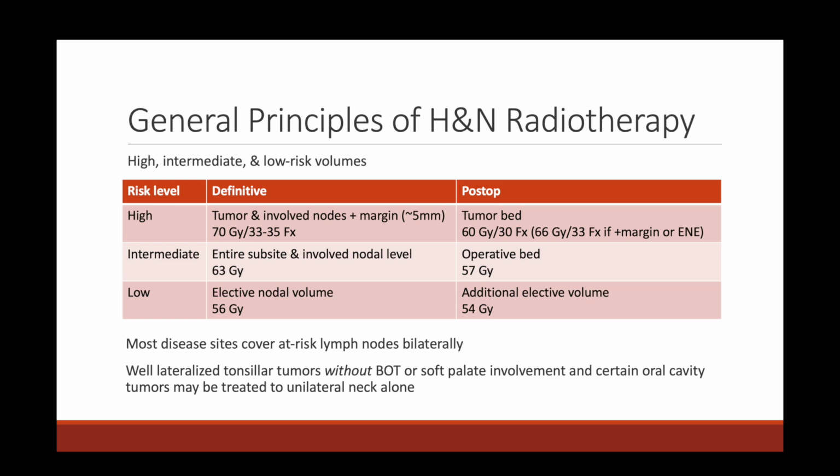So these are just rough examples of high, intermediate, and low risk volumes and what they might look like in the definitive versus in the post-operative setting. Remember, most disease sites we're going to cover at-risk lymph nodes bilaterally with our radiation, and there are certain tumors, so well-lateralized tonsillar tumors that don't involve the base of tongue or soft palate, as well as certain oral cavity tumors that we might consider treating to the unilateral neck alone.